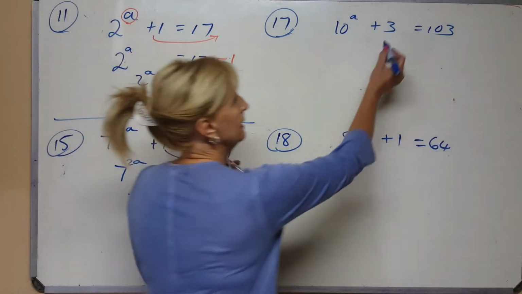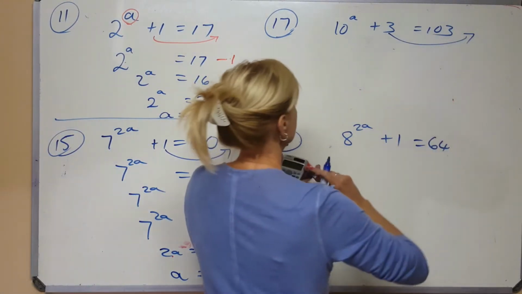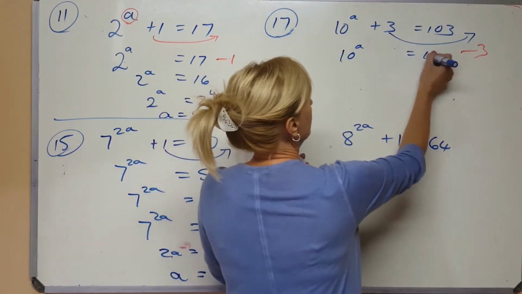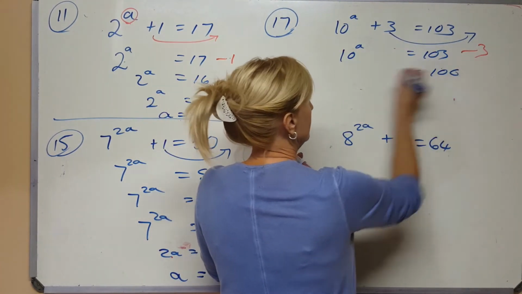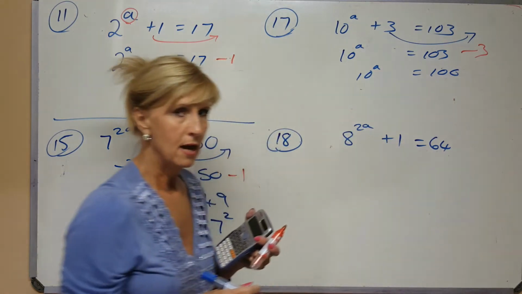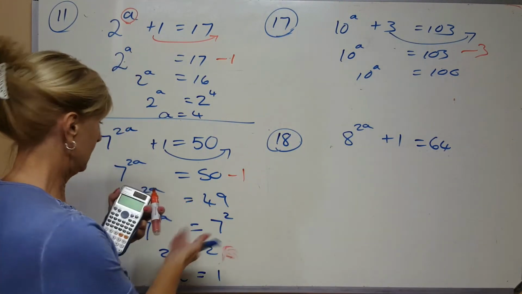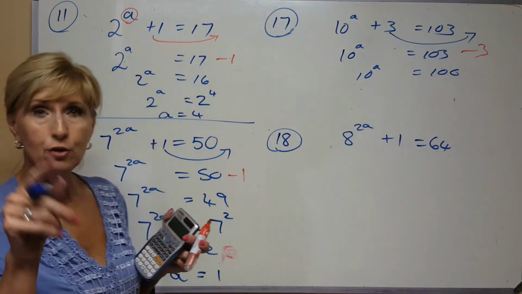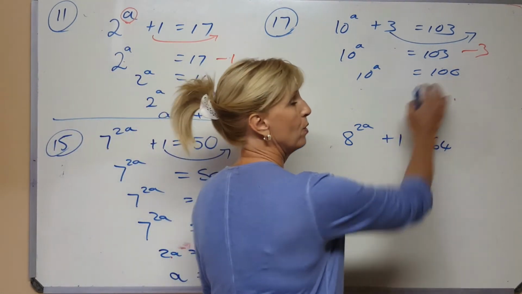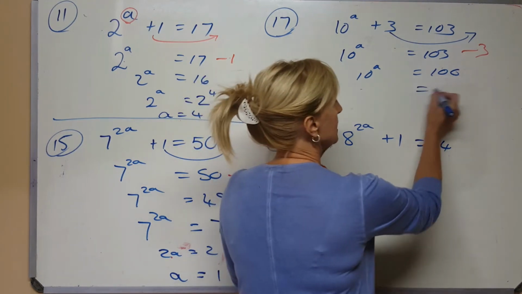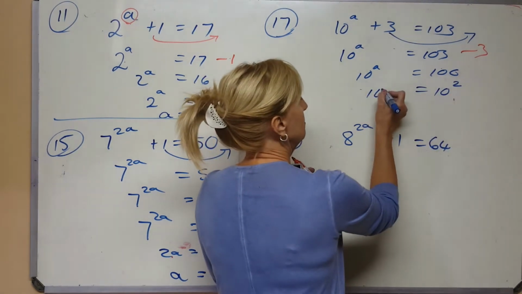Met hierdie enetjie gaan die 3 oor en hy word 'n minus 3. So ons sit met 10 tot die A is gelyk aan 103 minus wat 100 is. So, o gats. We have only been doing 2 to the power, 3 to the power, 5 to the power, 7 to the, now it's 10. You should know 10 to the what is 100. Because 10 times 10 gives you 100. It's 10 square. 10 tot die mag A.